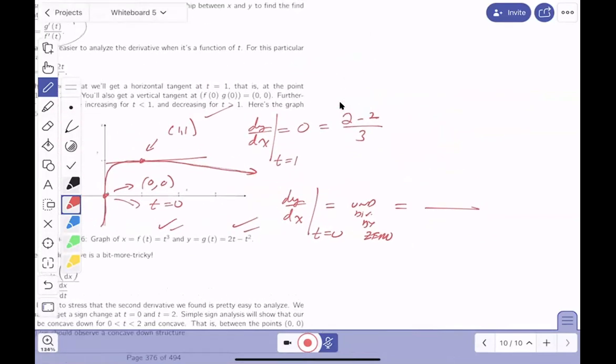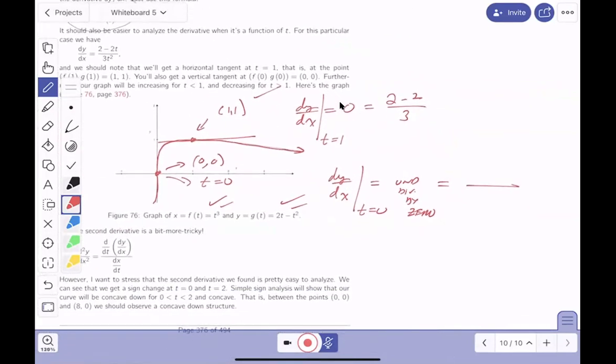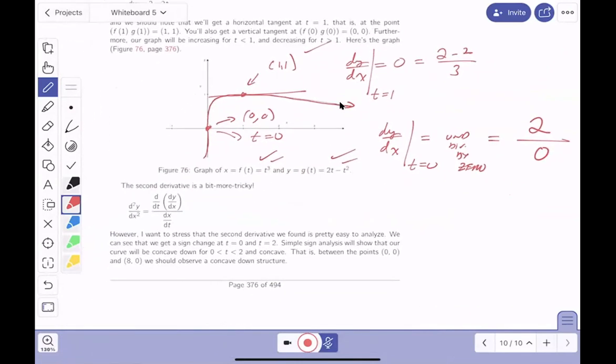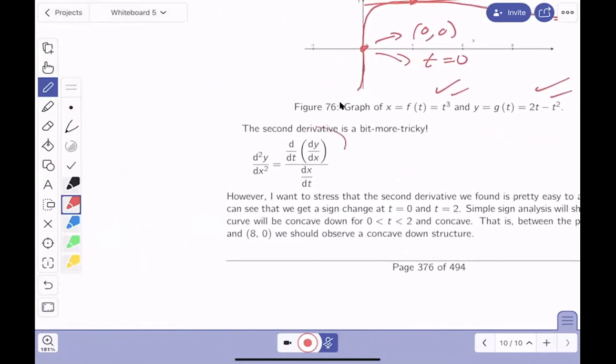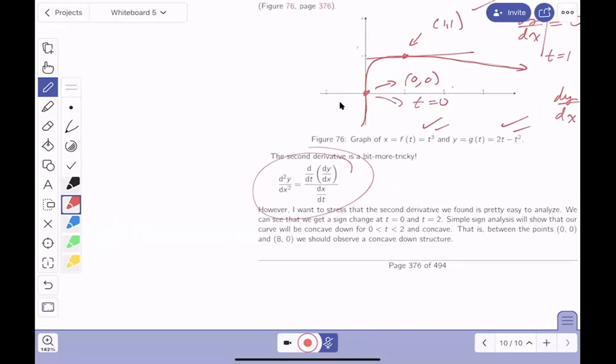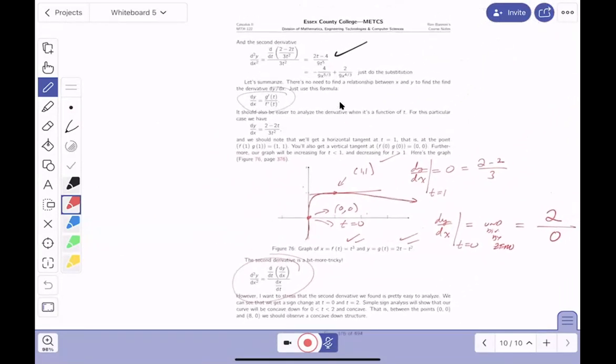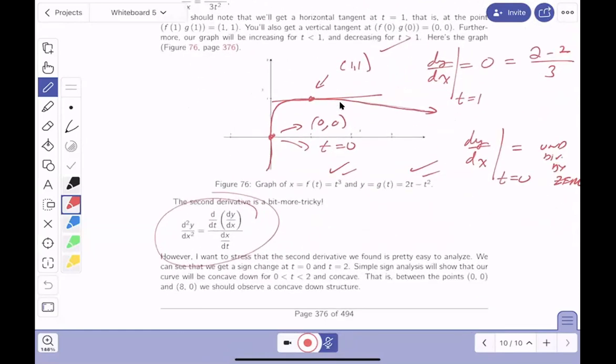Let's see if that's true. What's my derivative? And again, we're at t equals 0. So we get 2 on top. And what do you get on bottom if t is 0? You get 0. Yep, as it says, we're going to get that. All right, so I want to point out the second derivative is a bit more tricky. Did we do the second derivative for that guy? We did. What's the second derivative? It was 2t minus 4.